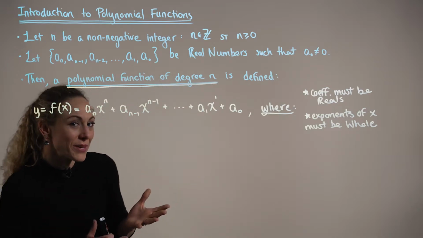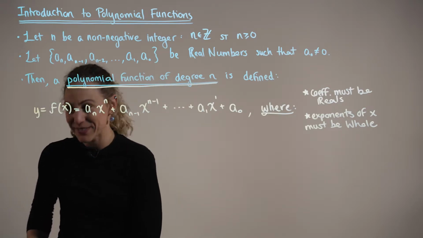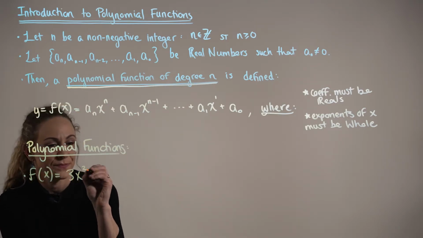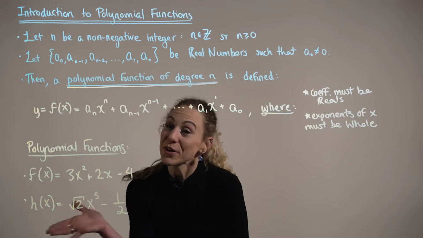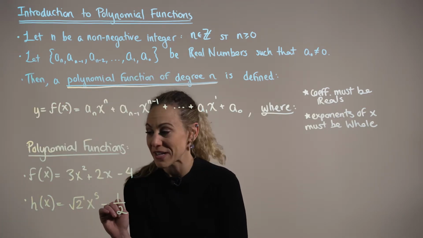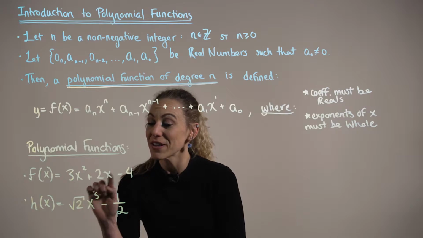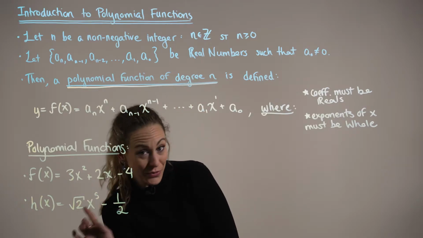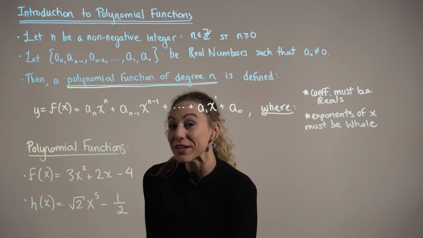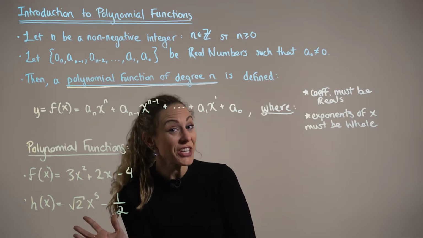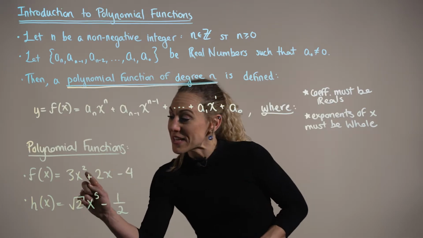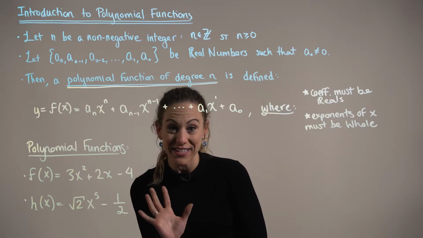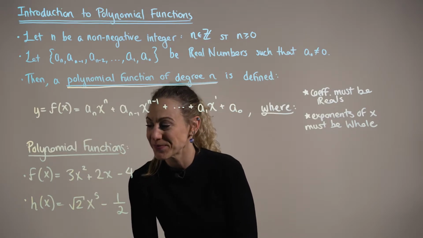So what are some examples of polynomial functions? So here are two examples of polynomial functions. Notice that all of these coefficients are real numbers. Even the square root of 2 and 1/2, these are real numbers. In addition to this, also notice how the exponents on all of the x's are whole numbers.